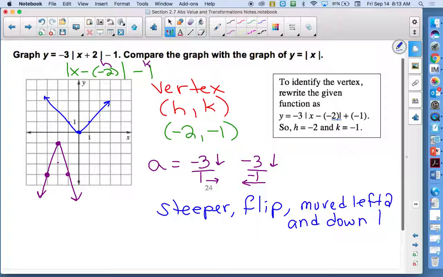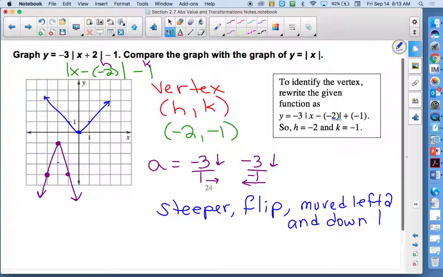So 4 things happened with the graph. It got steeper, it flipped, it moved left 2, and down 1. All of that would be describing the transformation of the graph, each piece of the graph and what it means. So the negative sign means something. The 3 in front means something. The 2 inside means something. The -1 means something on the outside. Questions?